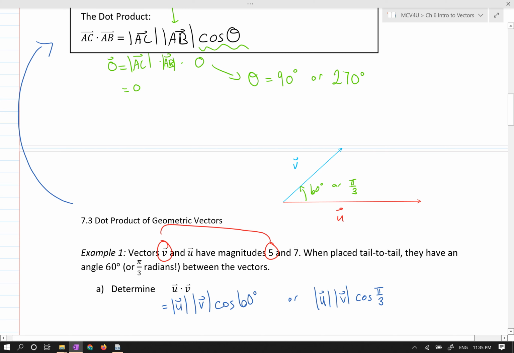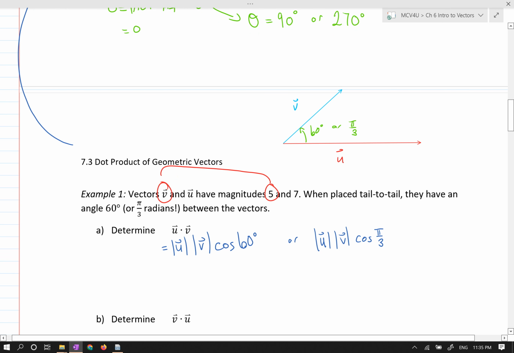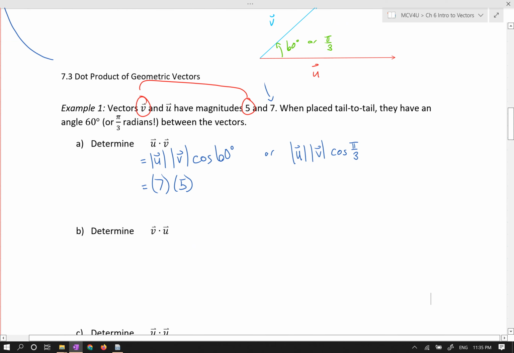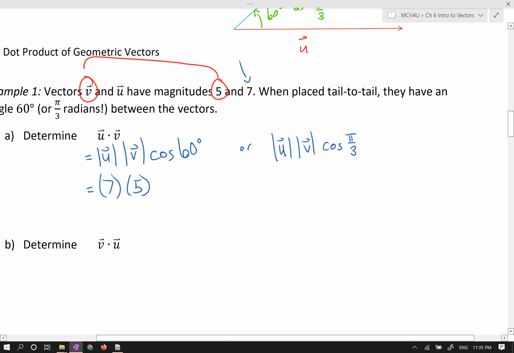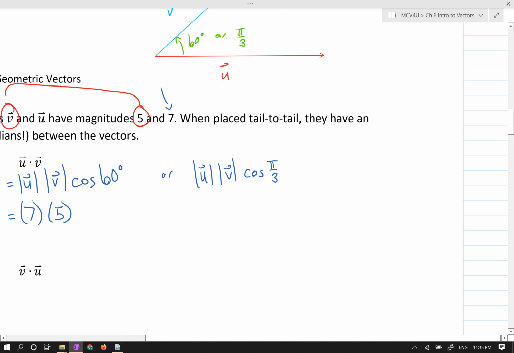Fantastic. So if that's the case, well, I know the magnitude of vector u is 7. The magnitude of vector v is 5, so I'm working with 7 times 5 times the cosine of 60. Hang on, do I have any methods for evaluating the cosine of 60? Yes, you do. You have it from your grade 11 trigonometry or from your advanced functions course. In fact, I know some of you are in it, so let's go for it.